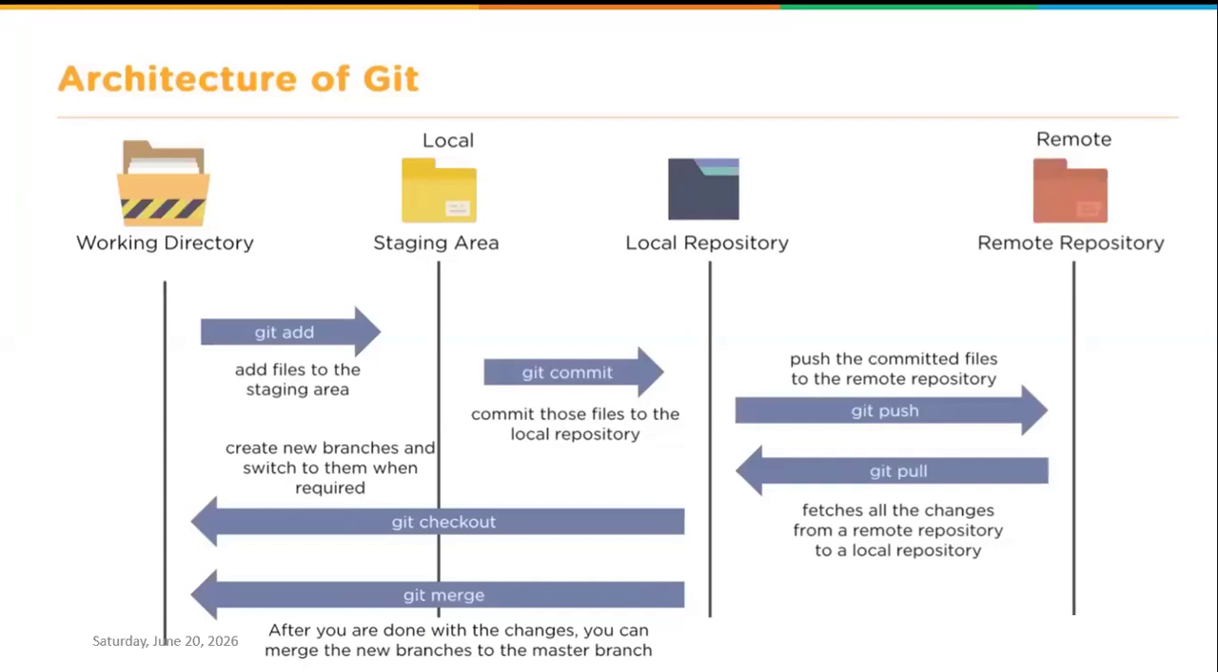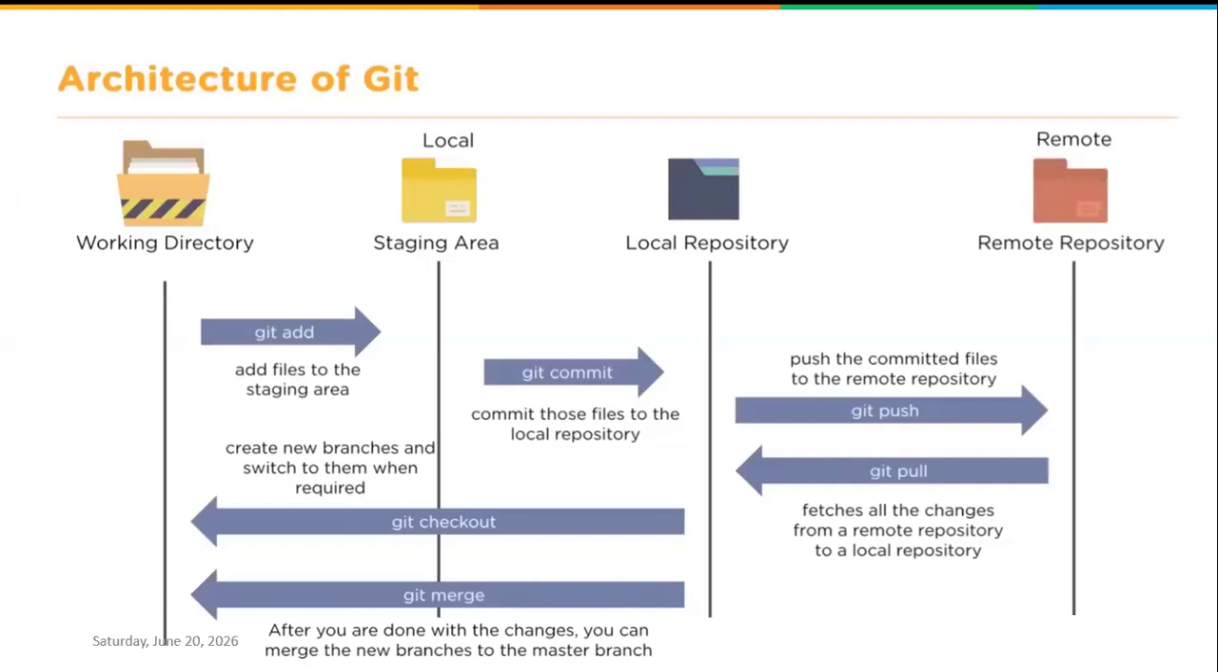And then, if you want these changes to be snapped, to be kept, to be taken as a picture, that is a history of your changes, then you will have to perform something called git commit. So you will have to commit your changes into your local repository. So you have a working directory, a staging area, and your local repository.